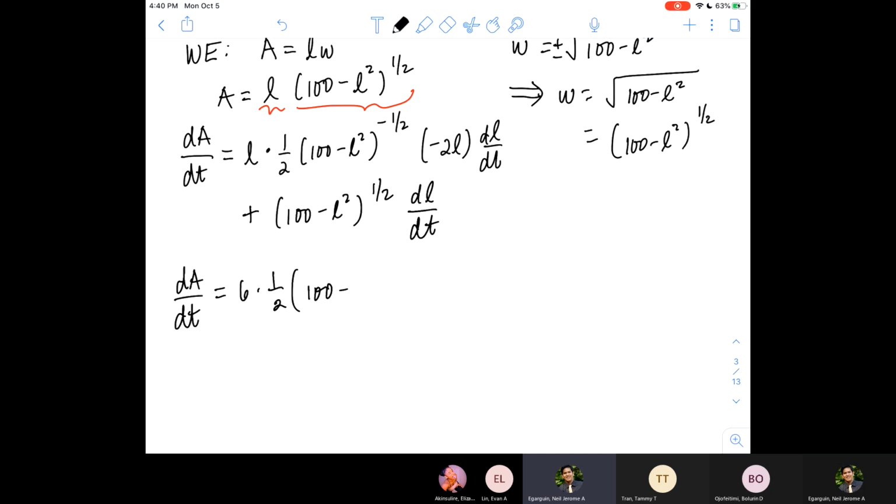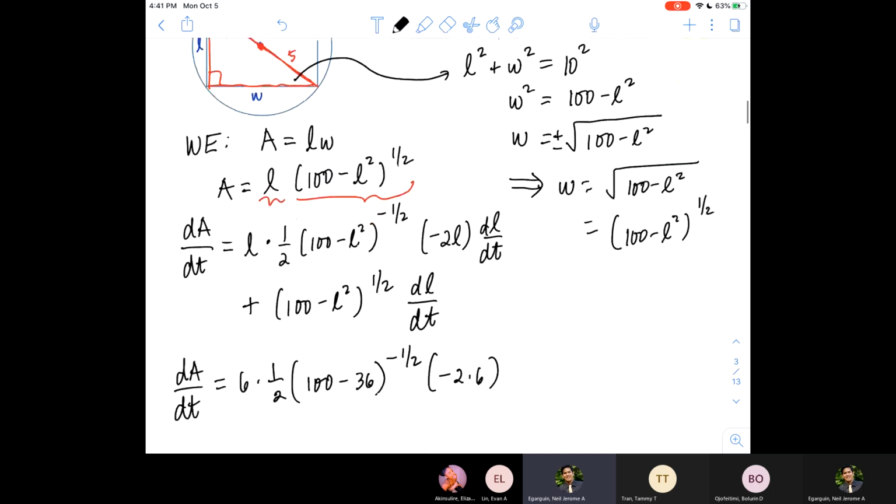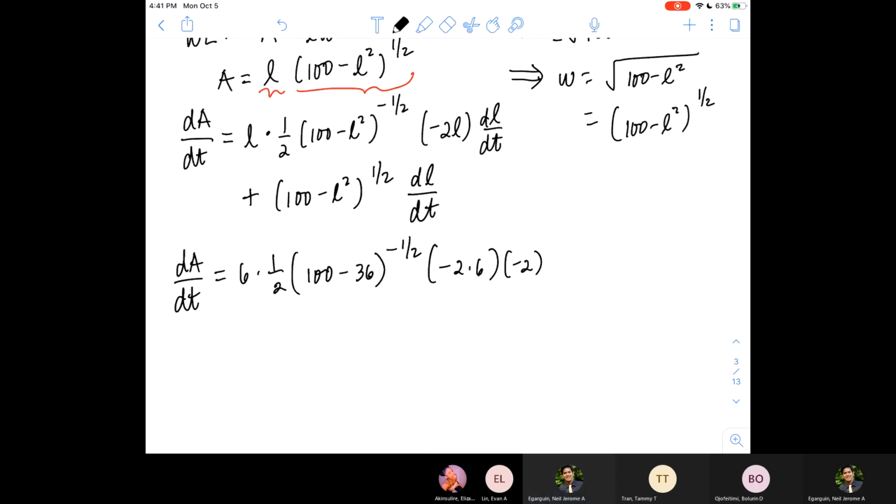100 minus 6 squared, so that's going to be 36, raised to the minus 1 half, times negative 2 times 6, since dL over dt is negative 2, plus 100 minus L squared, with L being 6 so 36, raised to the 1 half times negative 2. Okay? So here I just plugged in all the information that we deduced from the problem.